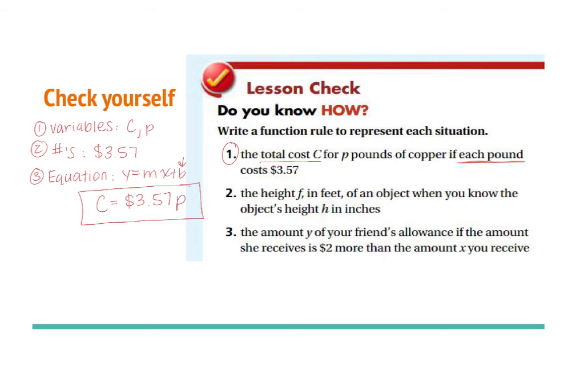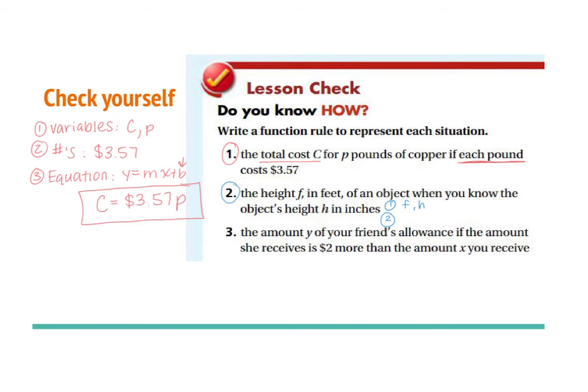Okay, let's do number 2 as well. Number 2 states the height F in feet of an object when you know the object's height h in inches. Okay, so we're going to write an equation that represents that. Number 1, what are our variables here? F and h, where F is the height in feet, and h is the height in inches.